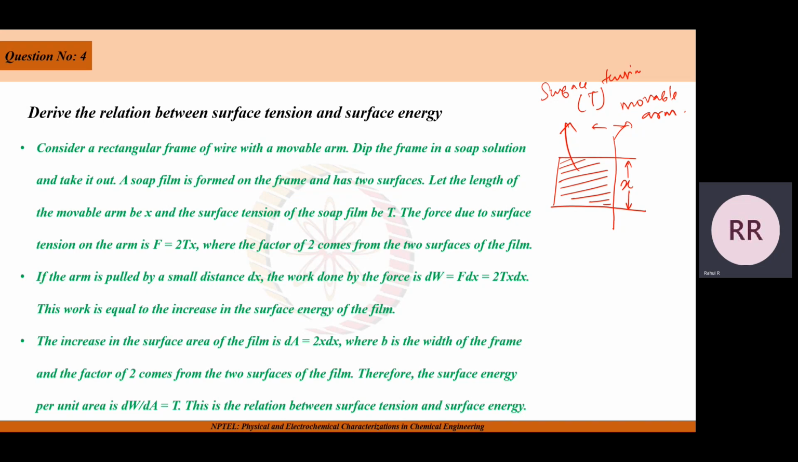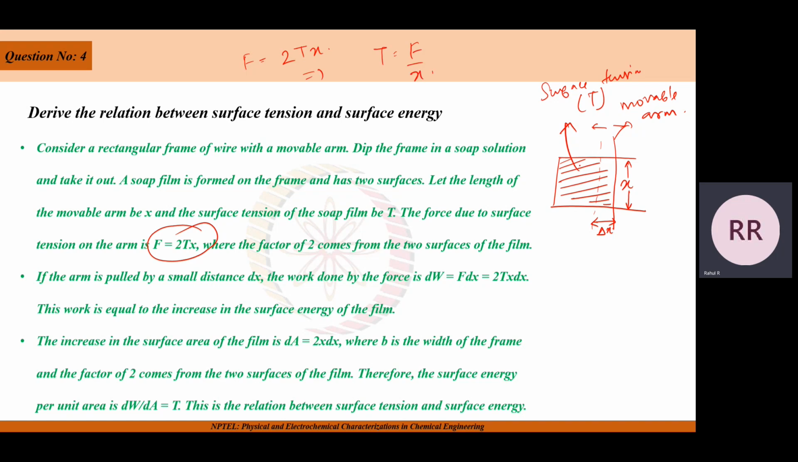Now let us consider the distance it has moved to some distance delta x. Now the force due to this surface tension will be obtained as F is equal to T into x. This is because we know surface tension is force per unit length x.